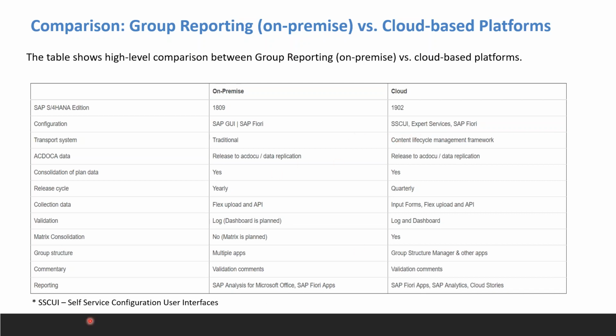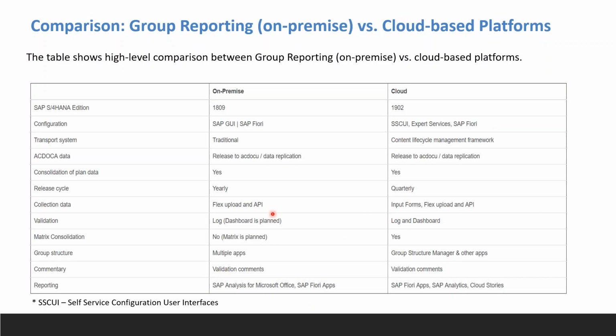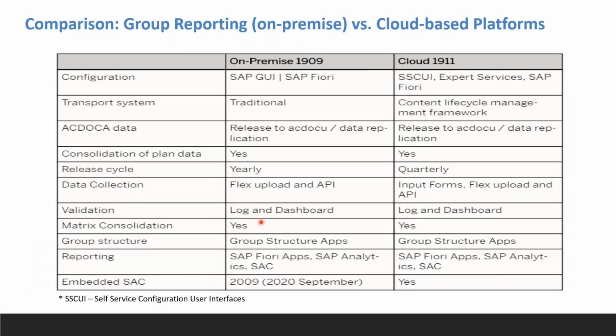So SSC UI means self-service configuration user, and with that we can do this. And 1909 and 1911, here we can do this. There is no matrix consolidation in 1809, but matrix consolidation is feasible from 1909 onwards. In the initial solution there is no matrix solution, but later on SAP came up with the solution for matrix consolidation as well. Rest of the things, everything remained the same.